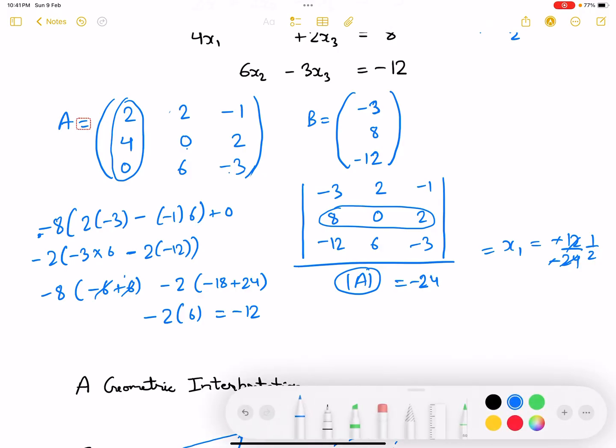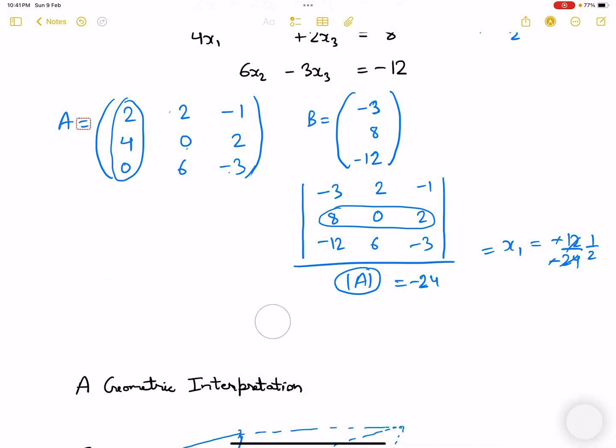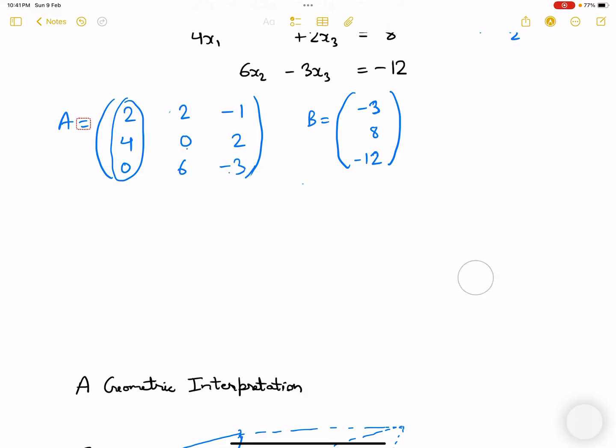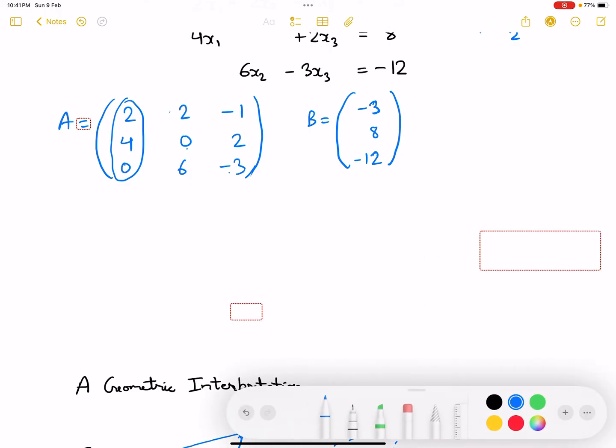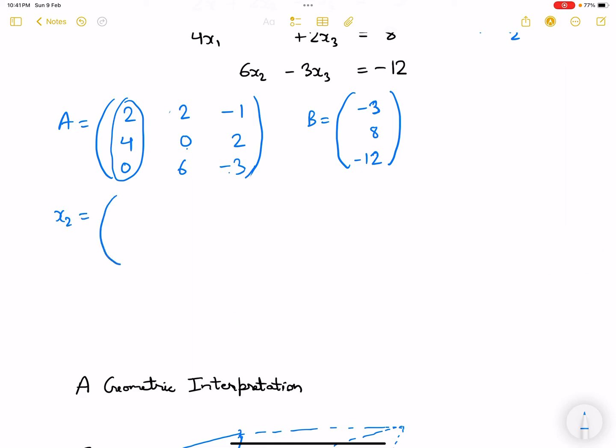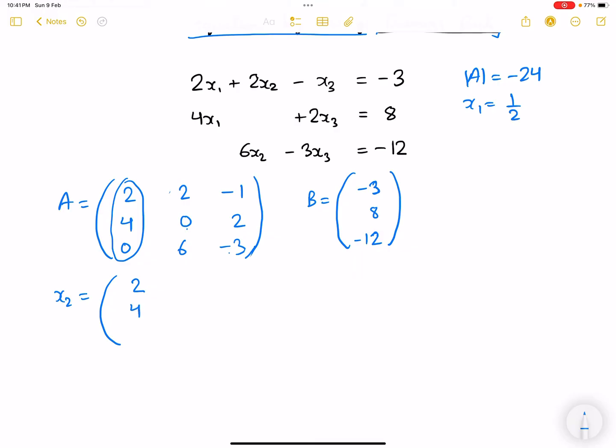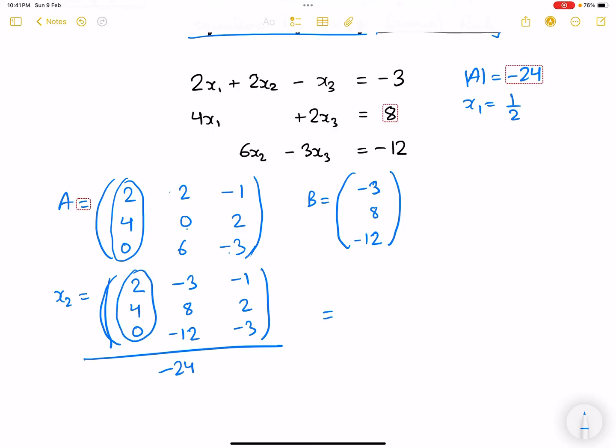Similarly, we can find the values for x2 as well. I would suggest you solve these questions yourself, because in the exam you might end up making mistakes. So for x2, it would be 2, 4, 0, then B -8, -3, 8 and -12, then -1, 2, -3. So the determinant of this upon -24, which was the determinant of A. Expanding through this column, we have 2 into -24 minus of -24, minus 4 into (-3 into -3, 9, minus of -12 into -1).